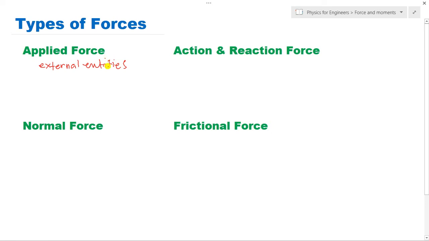Some external entities that contribute are, of course, us, humans. Another one is a machine. Let's say a person pulls a box. Therefore, you exert a pulling force, and that pulling force is an applied force. And not only humans: let's say a truck is pulling a jeep. Therefore it exerts an applied force on the jeep to pull it. This one is a vehicle, a machine.